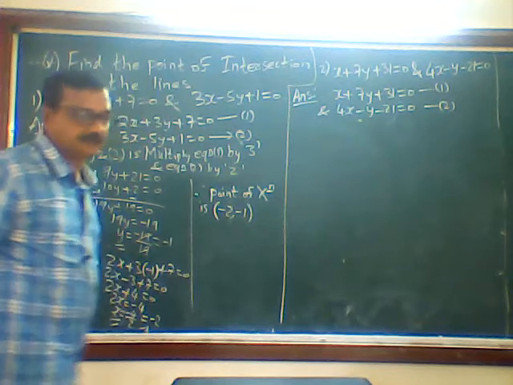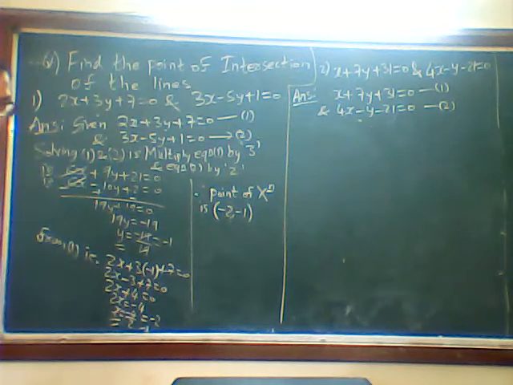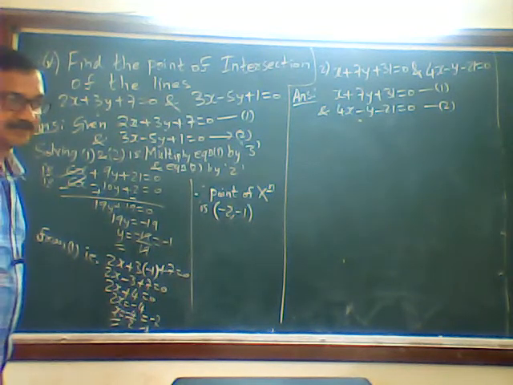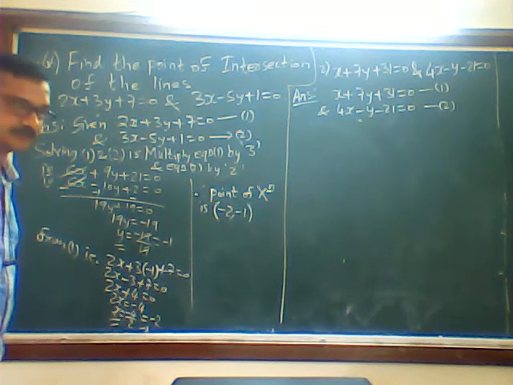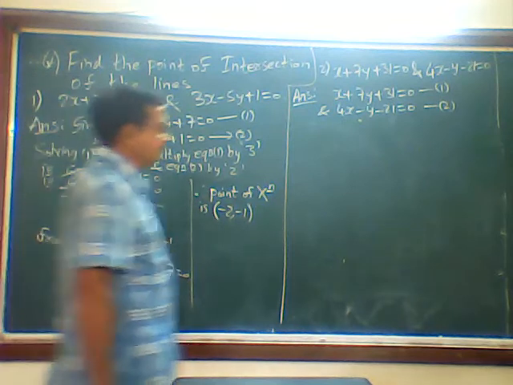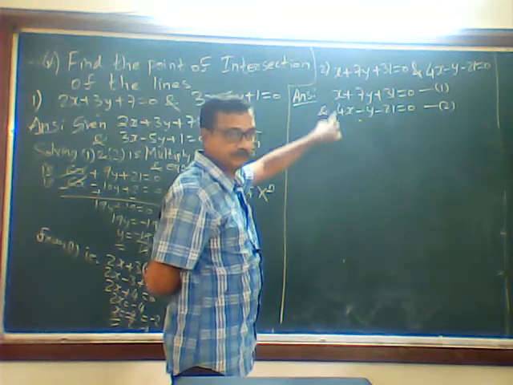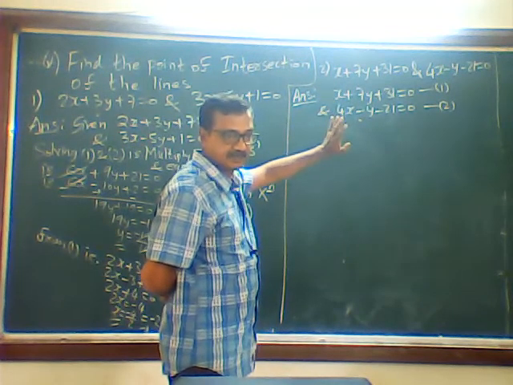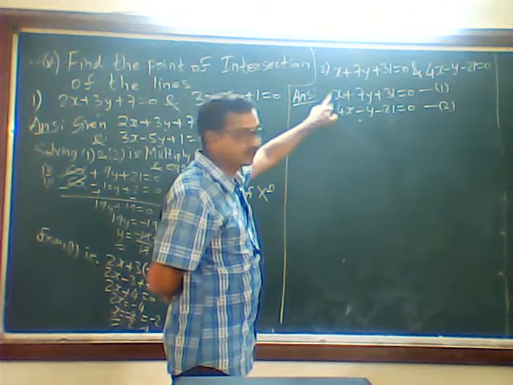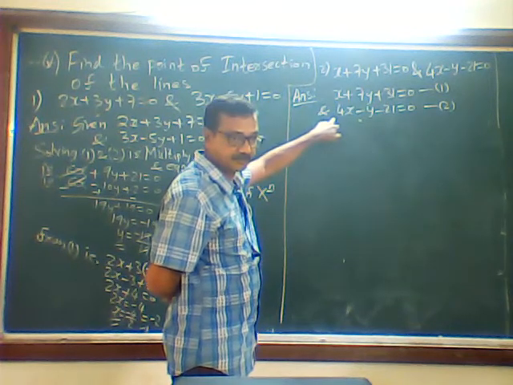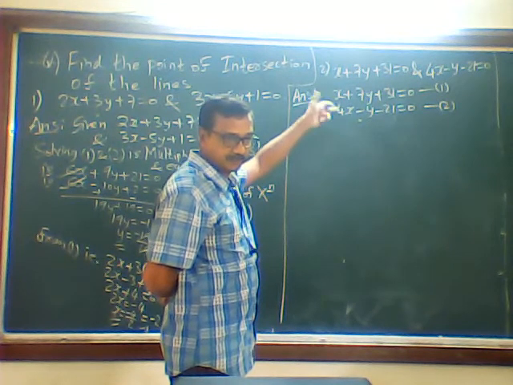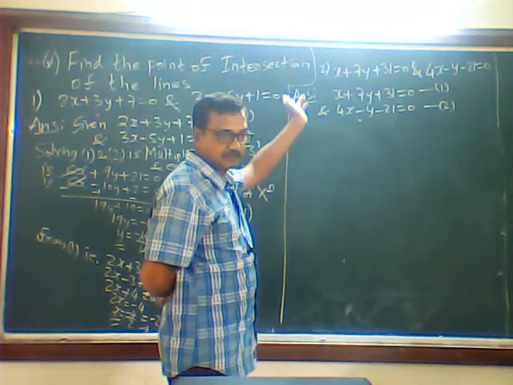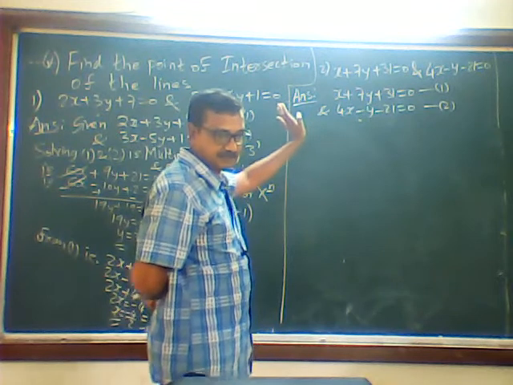You are going to do solving 1 and 2, no doubt. But whether solving means addition or subtraction depends on the situation of the problem. Right now both of these are positive. If you want to cancel x, first make this 4x, because this is already 4x. Both look equal, so you can subtract. Solving here will be subtraction.